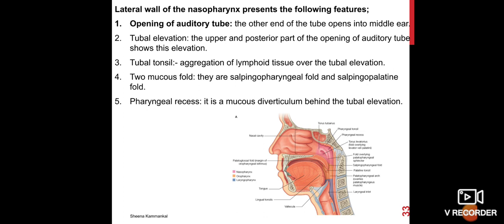Another feature is the opening of the auditory tube. The auditory tube is nothing but the eustachian tube, which connects the middle ear with the nasopharynx. So one end of the auditory tube opens into the middle ear and the other end opens into the nasopharynx. You can see this opening here on its lateral wall.